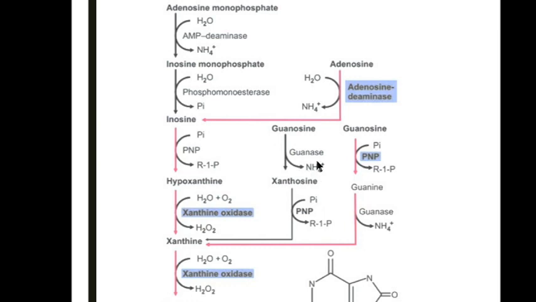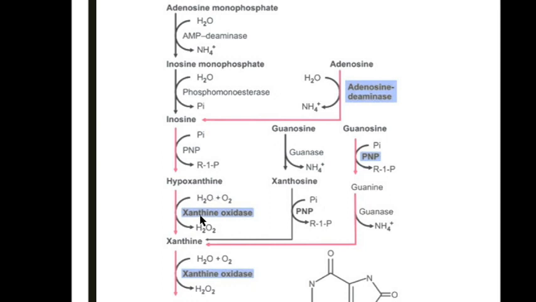So the guanase enzyme removes the amino group producing xanthosine, and with the help of purine nucleoside phosphorylase, it removes ribose 1-phosphate and gives rise to xanthine. Similarly, the other mechanism is that guanosine is directly converted to guanine with the help of purine nucleoside phosphorylase with the removal of ribose 1-phosphate. With the help of the guanase enzyme, it removes the amino group, thus contributing directly to the formation of xanthine. Thus, all these purines, that is adenine and guanine, give rise to uric acid, which is the end product of purine degradation.